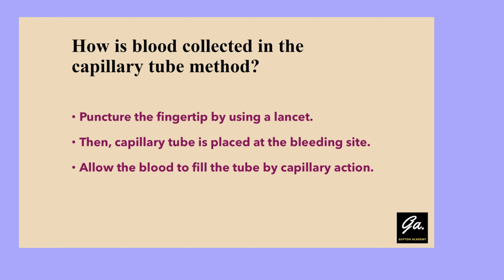Now, how is the blood collected in the capillary tube? As I told you, first of all, we puncture the fingertip using the lancet. Then the capillary tube is placed at the bleeding site and the blood is allowed to fill the tube by capillary action. This is how we collect the blood into the capillary tube for the capillary tube clotting time practical.